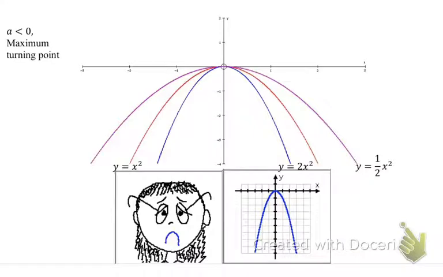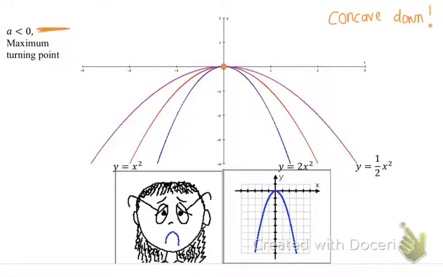Let's look at negative ones. When the a value is negative, we have a maximum turning point, which means the turning point is the maximum of the graph. It's the highest point of the graph. We can also say that it's concave down. Look at the girl's picture where she's sad and the graph is sad. That's when I have, for instance, y is equal to negative 2x squared. Then I have a concave down graph or a sad graph.